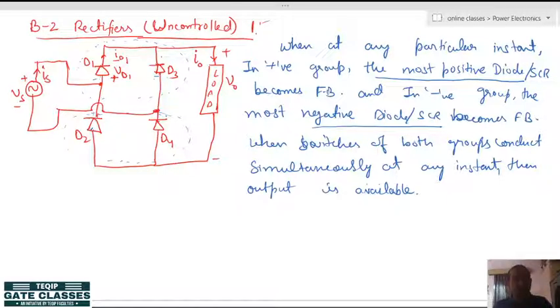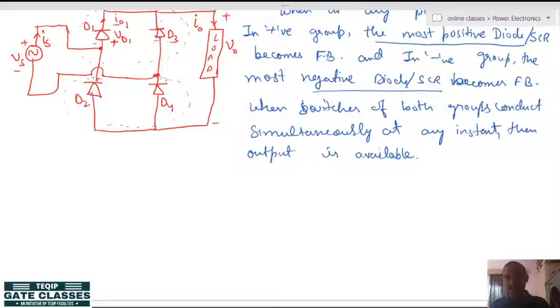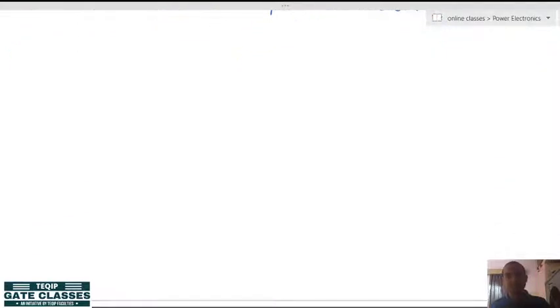So, let us start with the analysis of the circuit. If we want to analyze the circuit, let us start with our basic one, that is with resistive load. So, a very simple circuit is there.